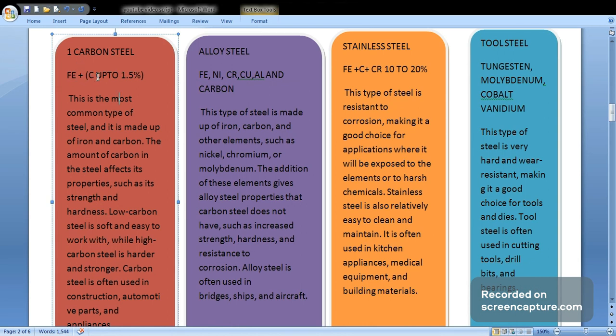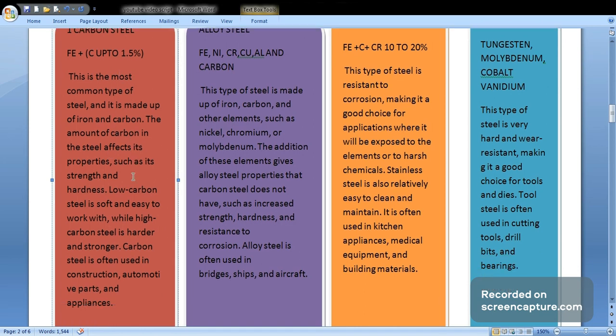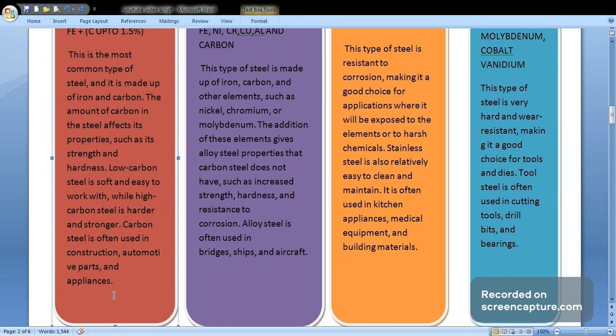In carbon steel, there is iron and carbon up to 1.5%. This is the most common type of steel, and it is made up of iron and carbon. The amount of carbon in the steel affects its properties such as strength and hardness. Low carbon steel is soft and easy to work with, while high carbon steel is harder and stronger. Carbon steel is often used in construction, automotive parts, and appliances.